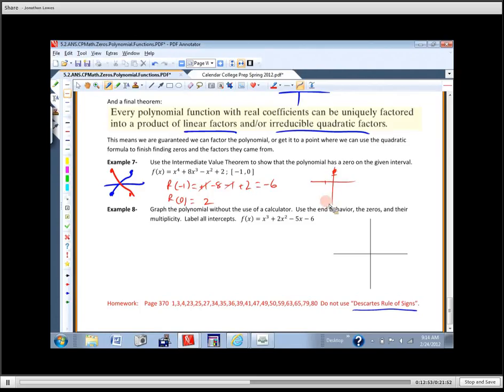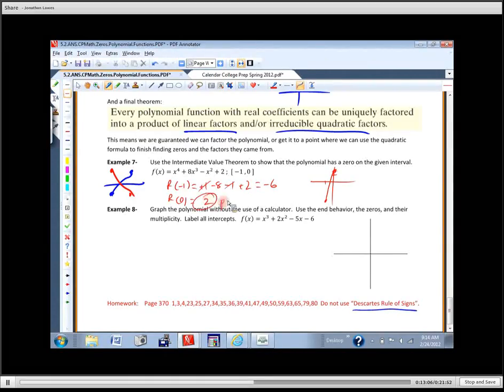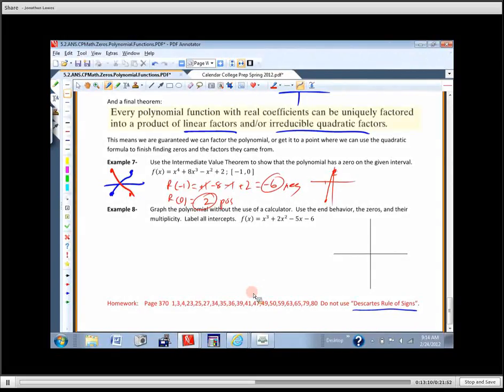So at -1, the function value is -6, and what does it have to do in between there? It's got to cross the x-axis. That's it. That's your work right there. Showing that this is positive and that this is negative guarantees us that it's got to cross the x-axis somewhere in between there. Okay. Any questions?